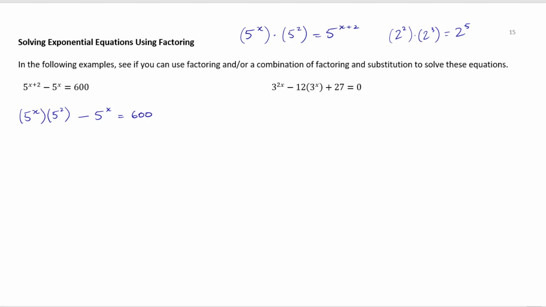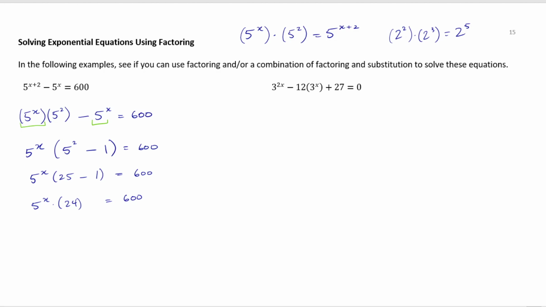And then I see that 5 to the power of x is a common factor in both of these terms. So I'm going to factor out the 5 to the power of x. And I'll get 5 squared minus 1 right there. Okay, so this is a number I can evaluate. 5 squared minus 1 is 25 minus 1. And then 5 to the power of x times 24 is equal to 600.